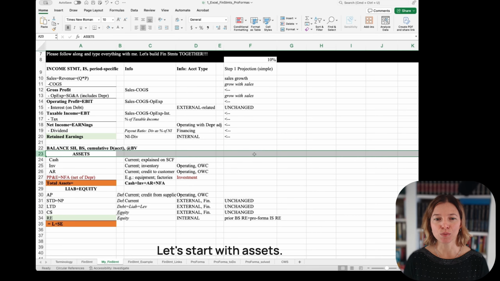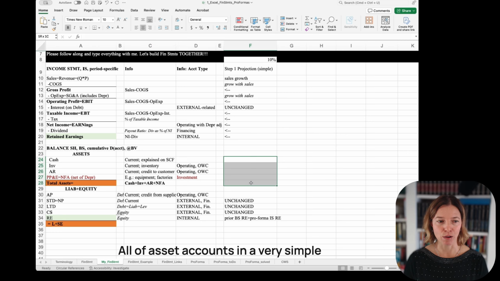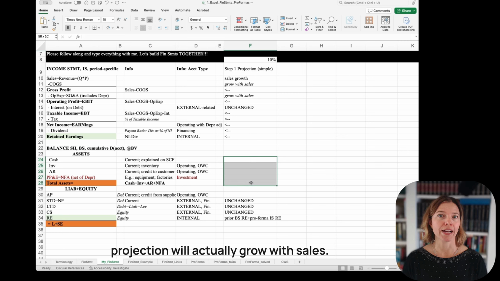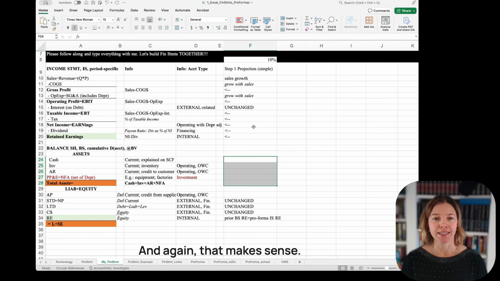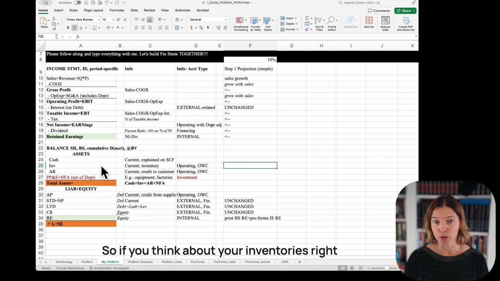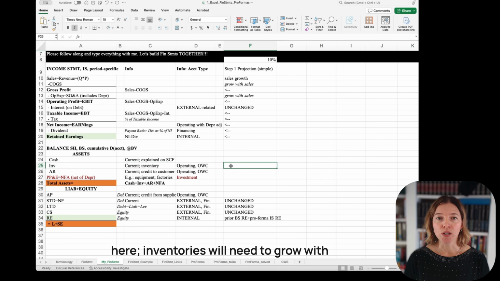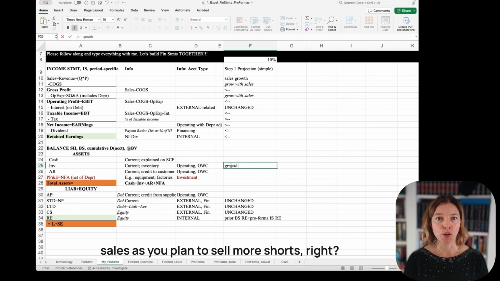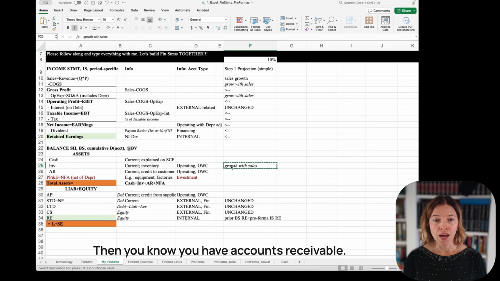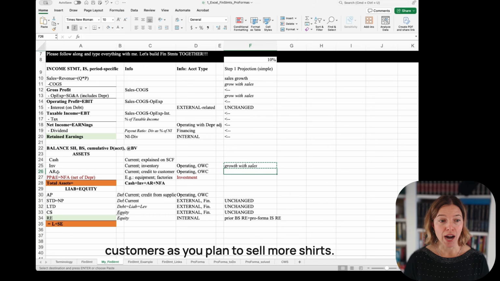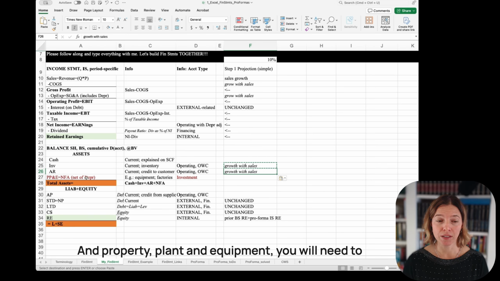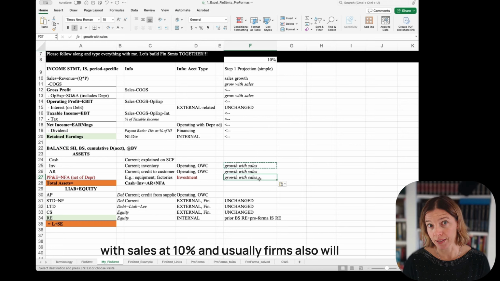Let's start with assets. All of the asset accounts in a very simple projection will actually grow with sales. And again, that makes sense. So if you think about your inventories right here, inventories will need to grow with sales as you plan to sell more shirts, right? Then, you have accounts receivable. You will need to give more credit to your customers as you plan to sell more shirts. And property, plant, and equipment, you will need to have more sewing machines to sew the extra shirts. So all of these accounts naturally grow with sales at 10%.